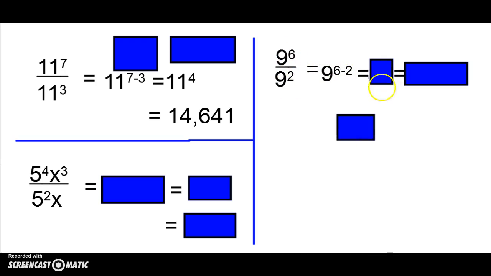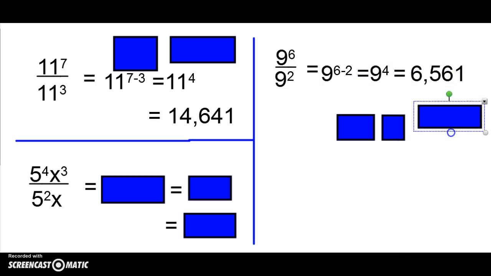Same thing here. I'll go pretty quickly because I think this is a good review. 6 minus 2 in the exponent. So 9 to the 4th, and then if you multiply that out, 6,561.